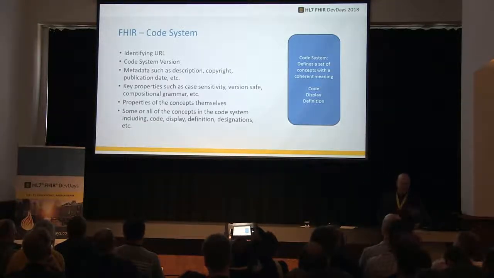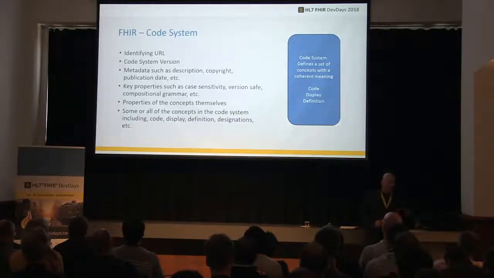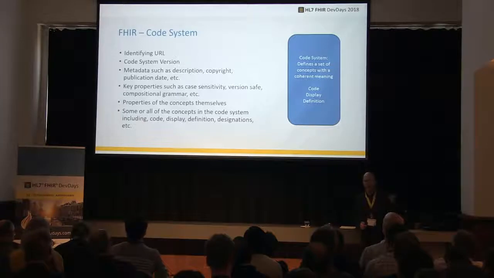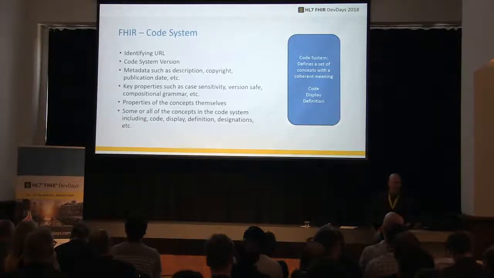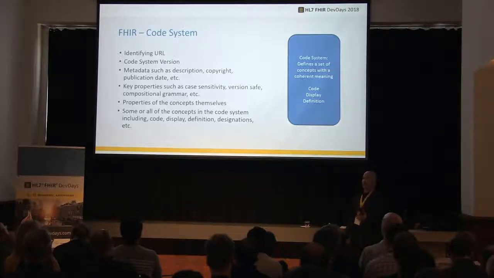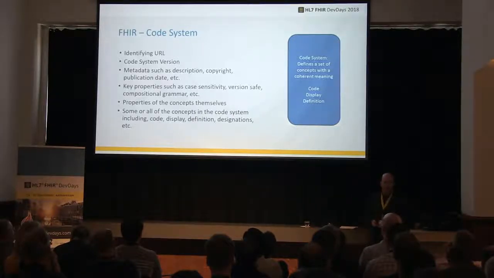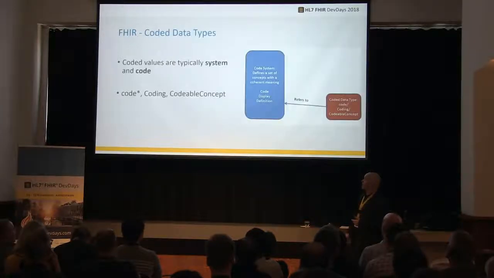It can be versioned. We have metadata for copyright information, who owns it, who's the steward, who's responsible for it, the different properties it supports, the different properties that concepts can support. Different terminologies are defined for different purposes, and as such, they have different properties associated with them. So our code system module or resource actually supports everything that we need to define a code system.